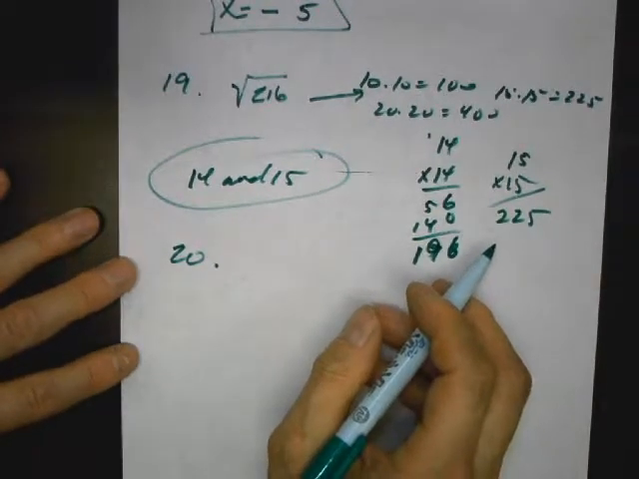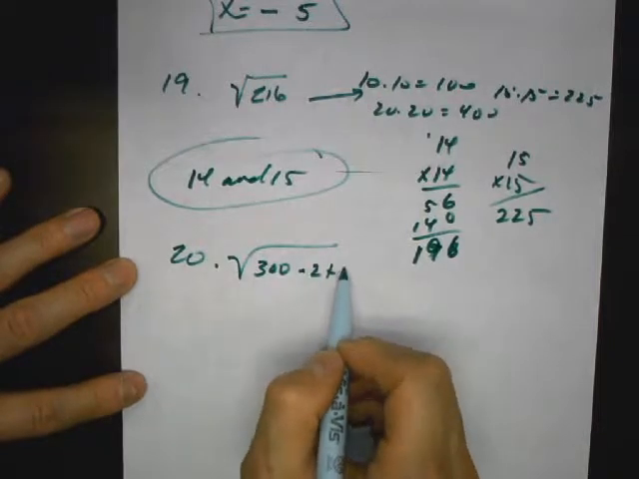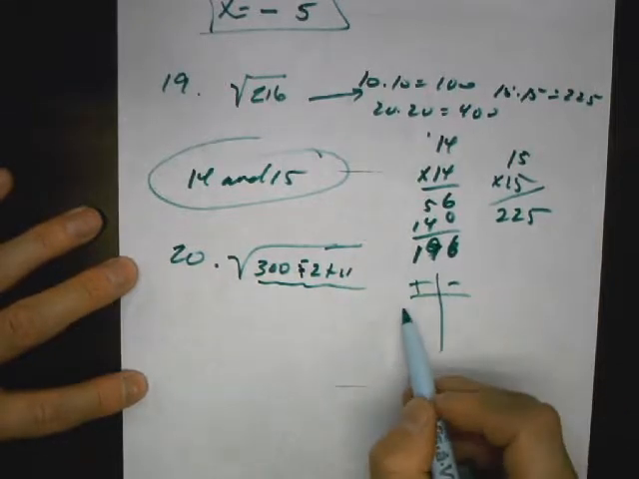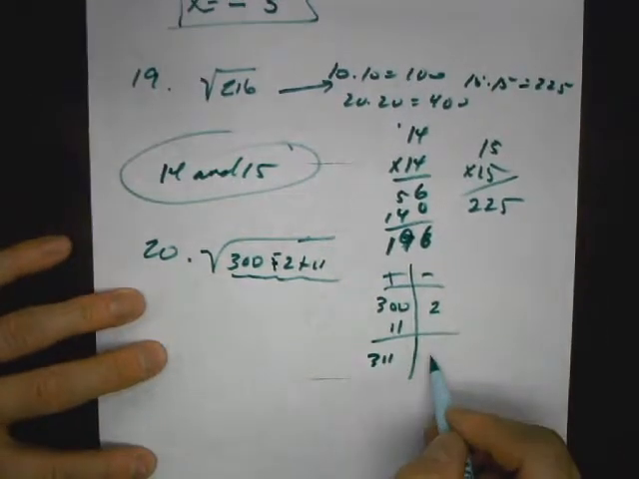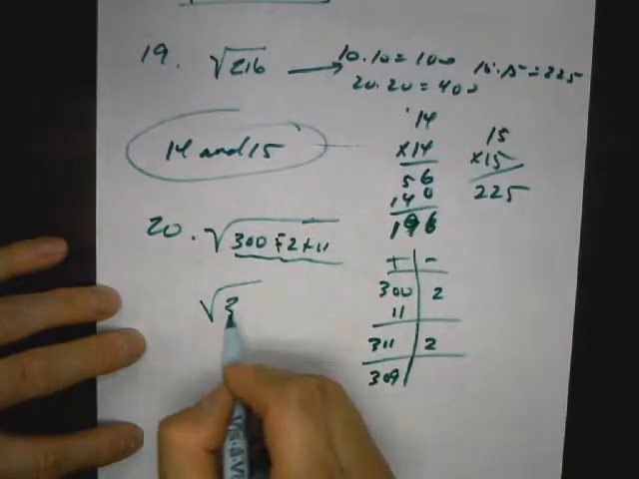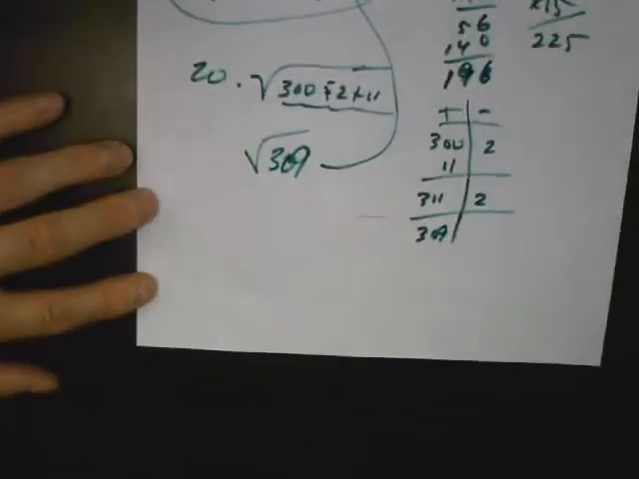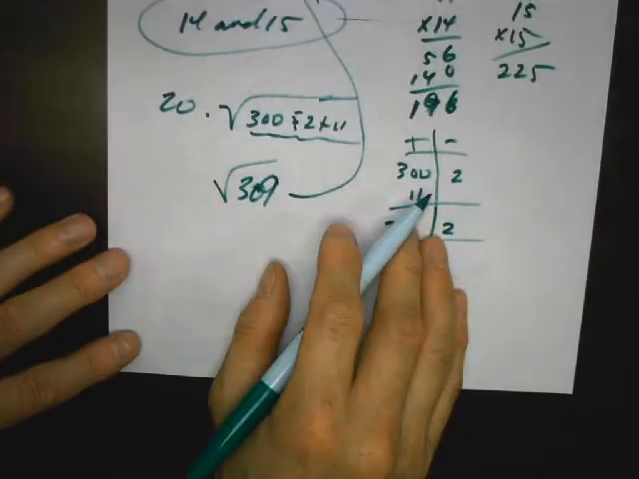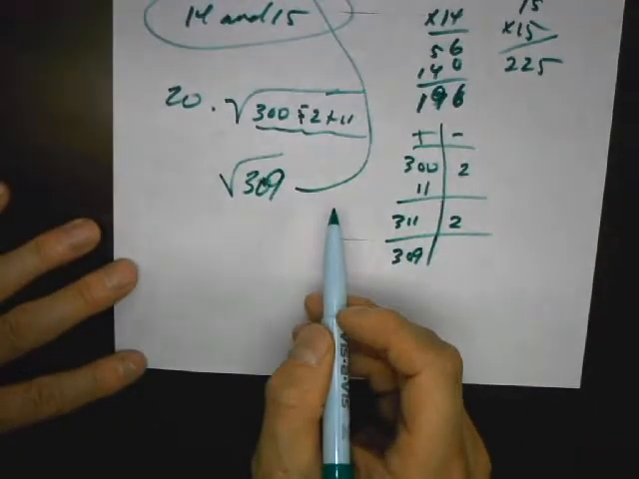Number 20. Alright, which range contains rad 300 minus 2 plus 11? So let's simplify this first. Add the opposite. Let's do teams, okay? I got 300 positives, 2 negatives, 11 positives. Total of 311 positives and 2 negatives. Opposite teams mean subtract. I got the square root of 309. Like we did up here, square root of 309, we're going to figure out the value for that. We already did some work earlier, right? We know that 20 times 20 is 400, so it's pretty close to that.